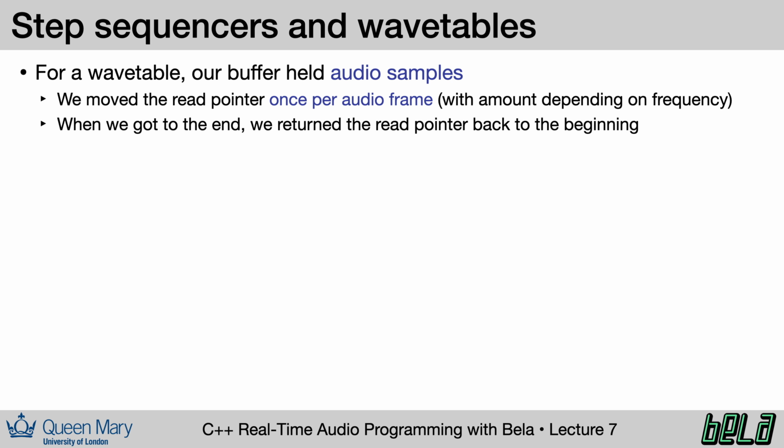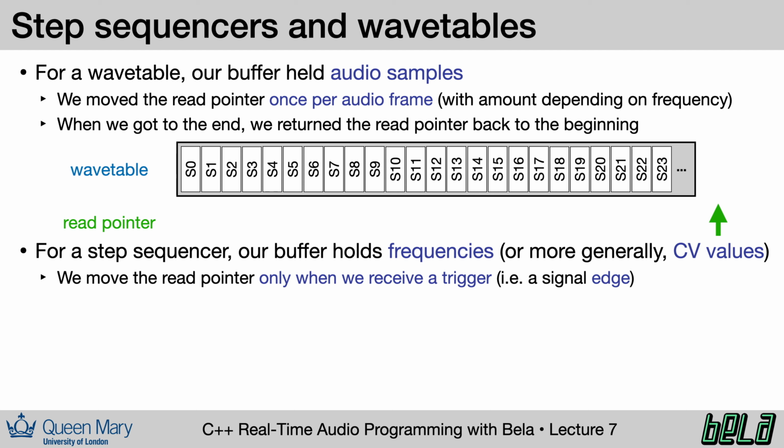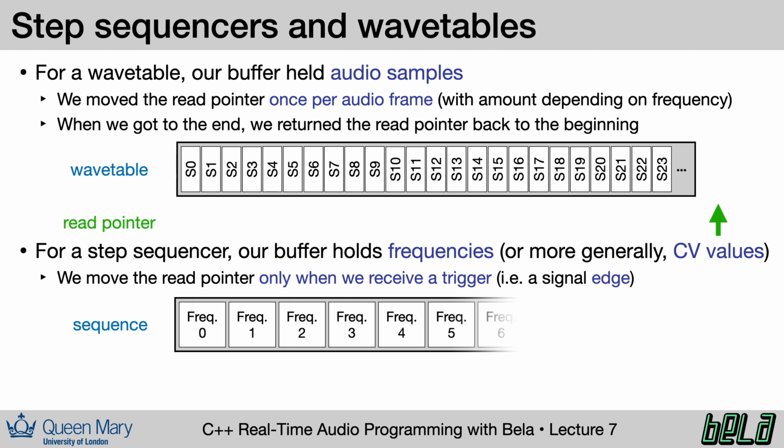In the case of a wavetable, we had an array or buffer that held audio samples. And we had a read pointer which advanced once per audio frame. The amount by which it advanced was dependent on the frequency that we wanted to play. The idea was that the read pointer would eventually reach the end of the buffer, and when it did, it would snap back to the beginning, and the whole thing would play all over again. Implementation-wise, a step sequencer is quite similar. In this case, our buffer is going to hold frequencies, or perhaps values of a control voltage. The difference is that the read pointer will only move when we receive a trigger.